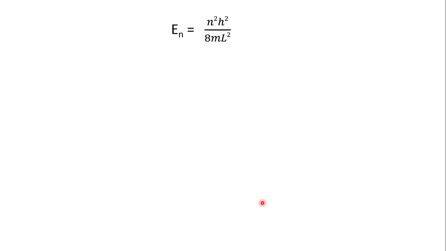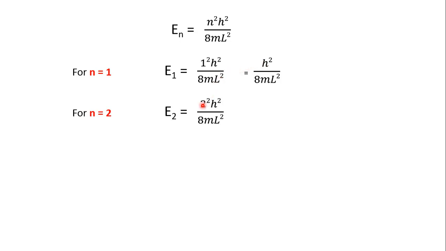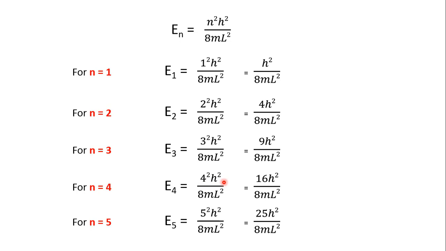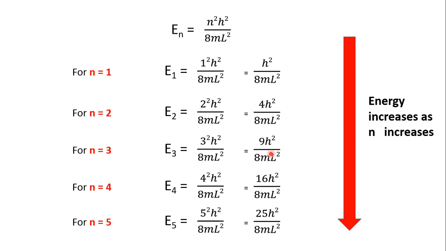Now, in general, if we assume that En is equal to n square h square by 8 m L square, for n is equal to 1 we will get 1 square h square by 8 m L square, which is equal to h square by 8 m L square. For n is equal to 2, we will have 2 square h square by 8 m L square, which is equal to 4 h square by 8 m L square. For n is equal to 3, 9 h square by 8 m L square. For n is equal to 4, 16 h square by 8 m L square, and so on. Now, what we find is that when n increases, the value of E also increases. So, when n increases, E increases.